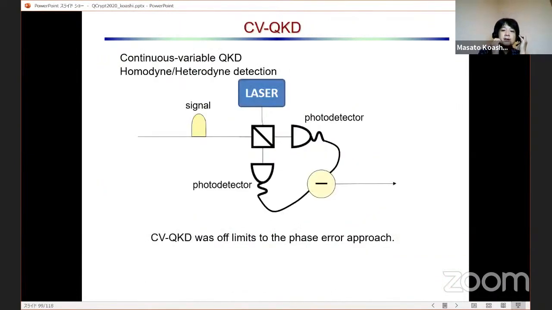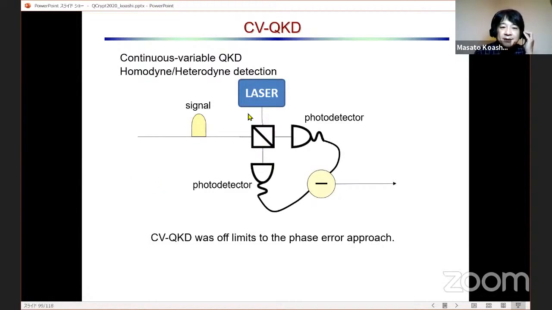Okay, and the last protocol today, and not least, is continuous variable QKD. CV-QKD uses homodyne detection or heterodyne detection. And this detection scheme has many advantages, as we heard in the invited talk on Monday. For example, a photodetector is cheaper than a photon detector, and this measurement has a very good mode selecting ability.